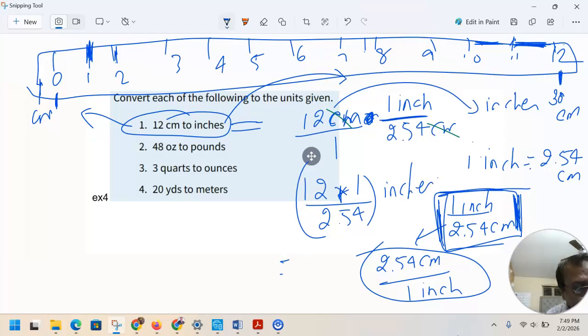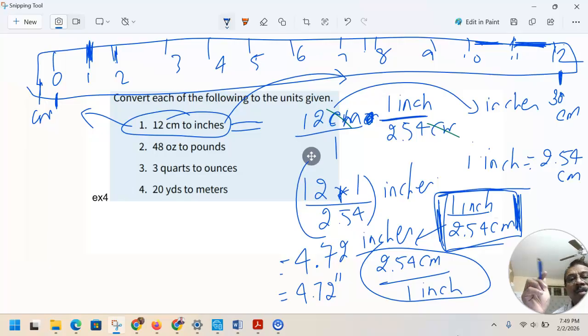So with the help of a calculator, I think you can check this. We're dividing by this, you get 4.72 inches. Of course, you can write this also 4.72, and you can put the symbol like this. So that symbol is also inches.